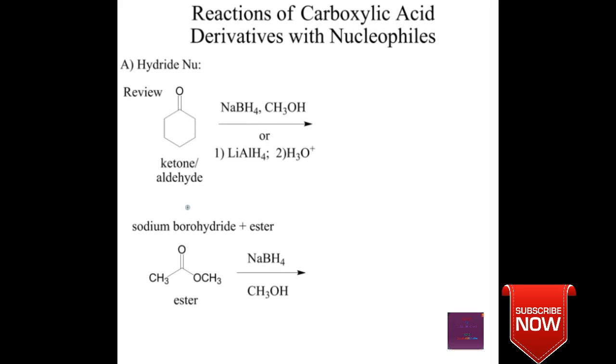Okay, so we've just explored all the various ways to make the different carboxylic acid derivatives: acid chloride, anhydride, ester, amide. Now let's take a look at what kind of reactions they can undergo. They all have carbonyls, so they are going to be electrophiles. So what we're really going to be looking at is the reactions of various nucleophiles. So for example, a hydride nucleophile. Let's review what hydride does with a carbonyl, such as an aldehyde or a ketone. If we had an aldehyde or a ketone, we react with either sodium borohydride or lithium aluminum hydride, any source of hydride.